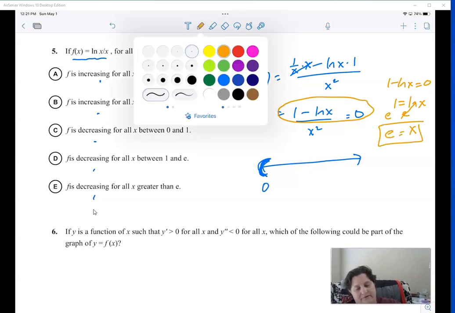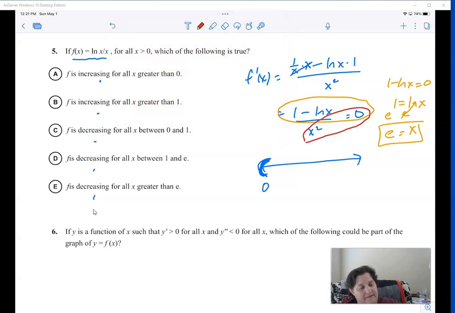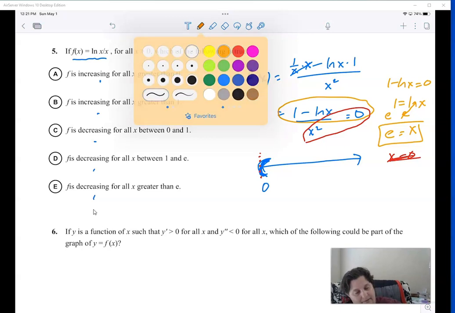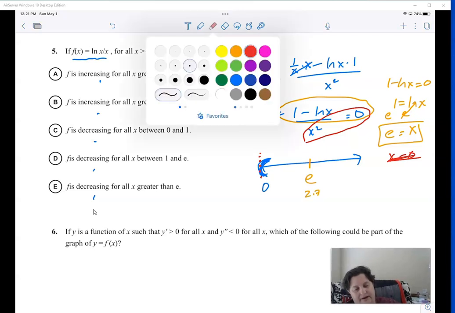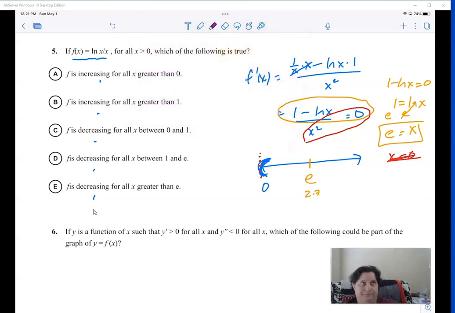You also, though, have to think about this. Now, here's the problem. That's an undefined point at x equals 0, so I would at least need to do something with it on my sign line graph. Luckily, it's an endpoint, so I don't have to worry about it. The only thing I really got to worry about is x equals e. Now, remember, e is about like 2.7 or something, okay?